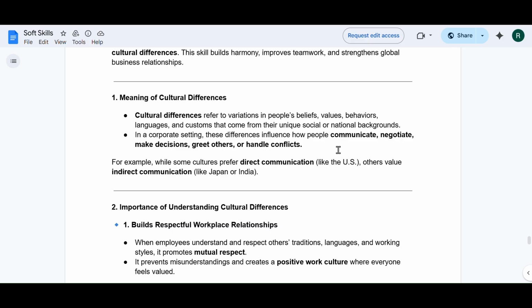So we will take better decisions, we can handle conflicts better, we can negotiate better, and we can make decisions better. This is known as respecting cultural differences and their meaning.